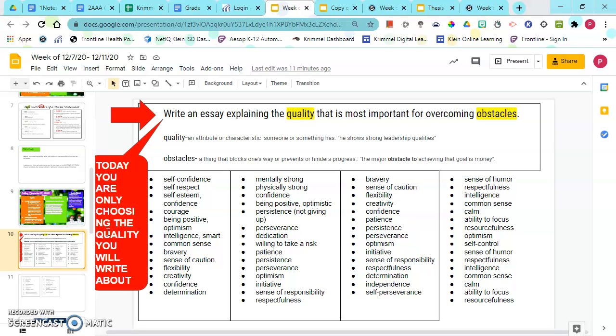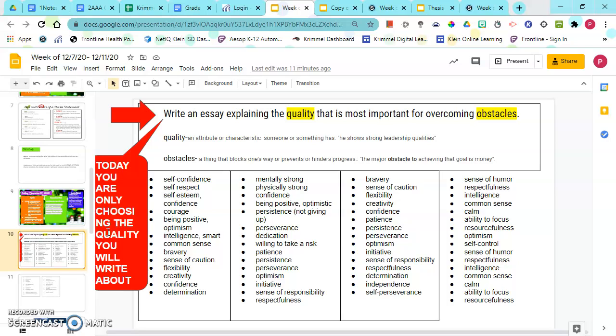Our writing prompt is to write an essay explaining the quality that is most important for overcoming obstacles. The words quality and obstacles are highlighted because I defined those words for you just in case you were not having an absolute clear understanding of what the words mean. We are not writing the essay today. Today was only about brainstorming.